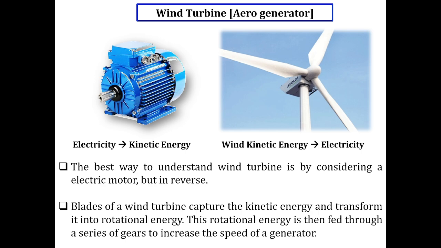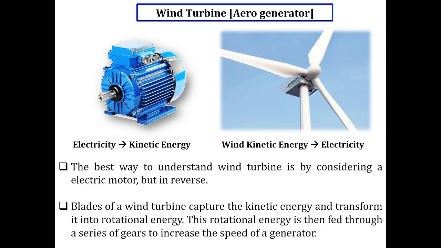A useful way to understand a wind turbine is to think of an electric motor working in reverse. An electric motor receives electrical energy and produces mechanical rotation. A wind turbine does the reverse. It receives the kinetic energy of moving air and converts it into rotational energy.